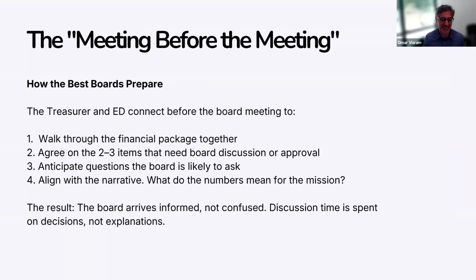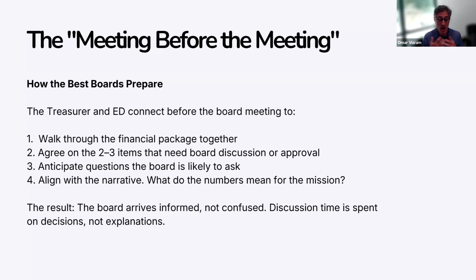The meeting before the meeting. I think this is a little bit ironic because typically we want to avoid meetings for the sake of meetings, but this is an important one, I will say. How to best prepare for the board meeting. The treasurer and the executive director should connect before the board meeting, walk through the financial package together, agree on the 2 or 3 items that need board discussion or approval, anticipate questions the board is likely to ask, and align on the narrative. What do the numbers mean for the mission? The result is the board arrives informed, not confused, and discussion time is spent on decisions, not explanations.